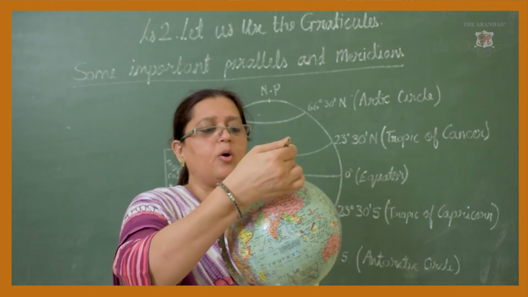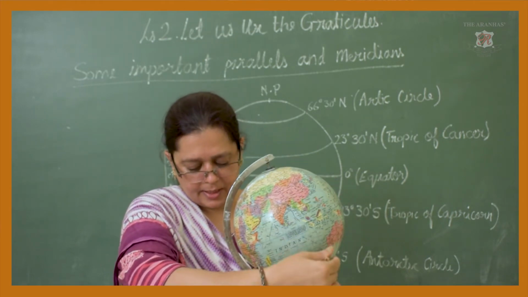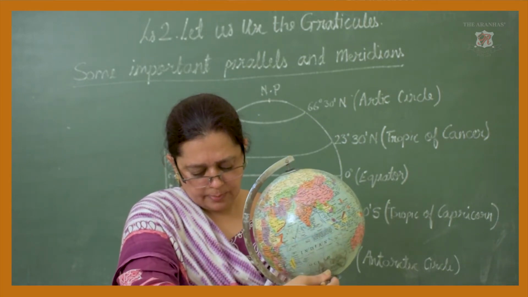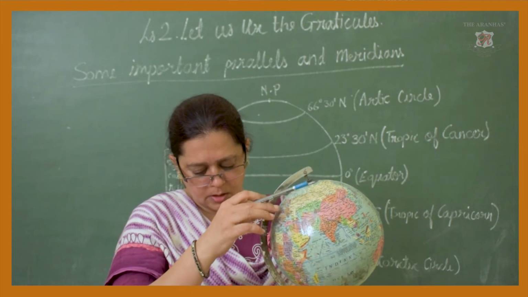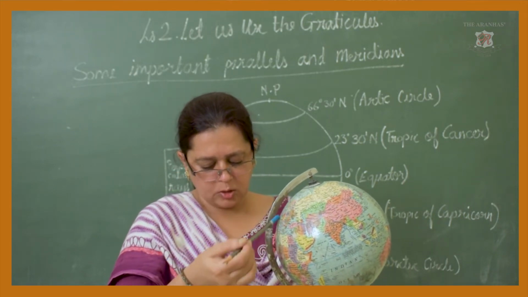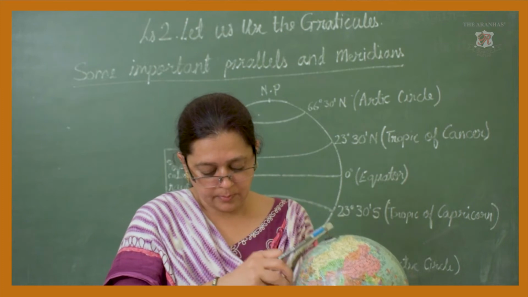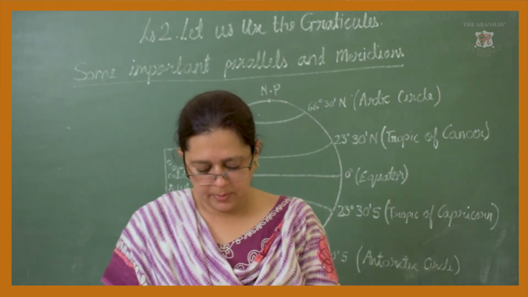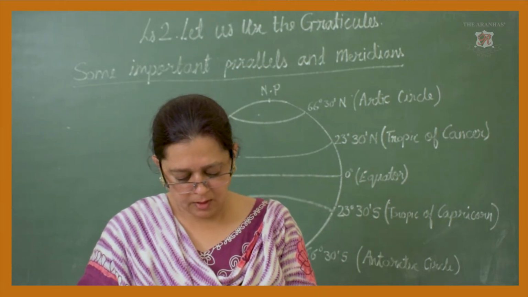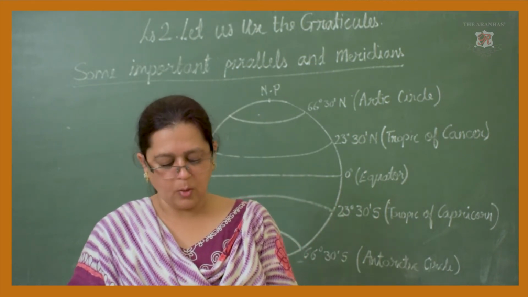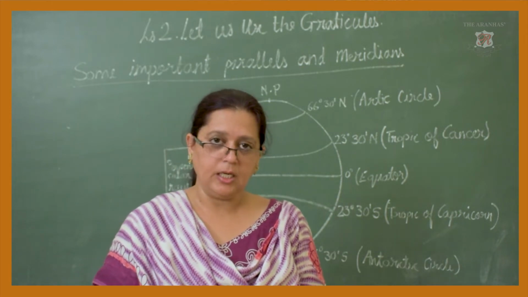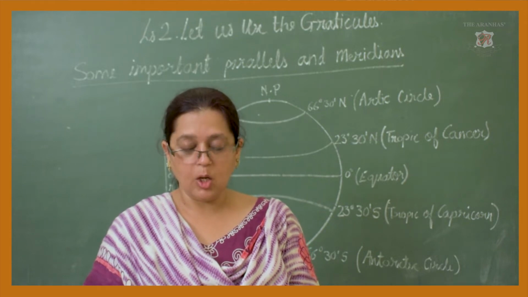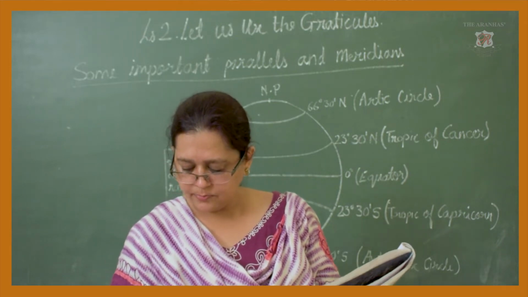And on the opposite side is 180. This prime meridian is also an important meridian. The main purpose of this is to fix the global standard time and coordinate the standard time of different countries. Okay, this meridian is also called the Greenwich meridian.